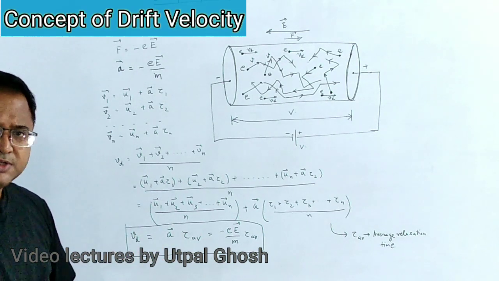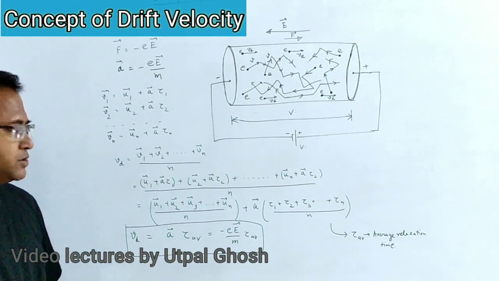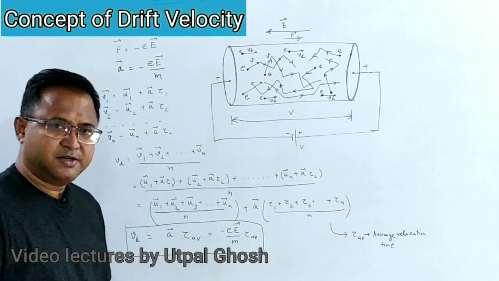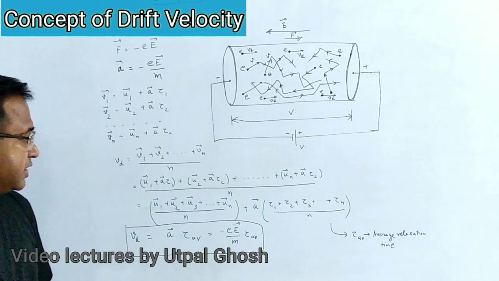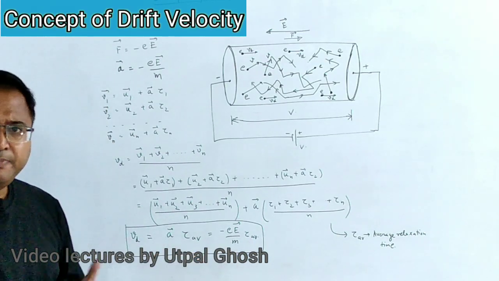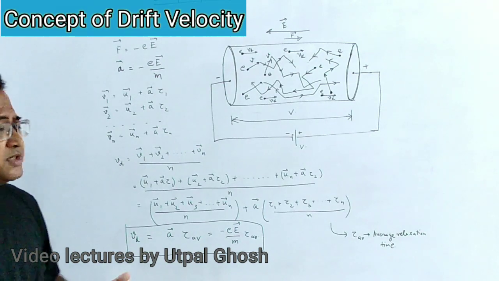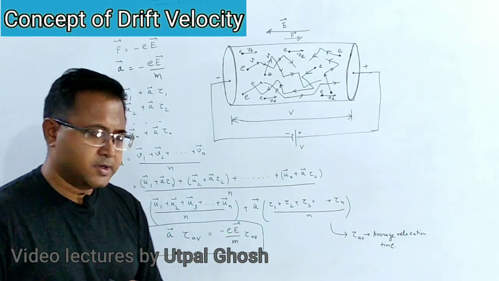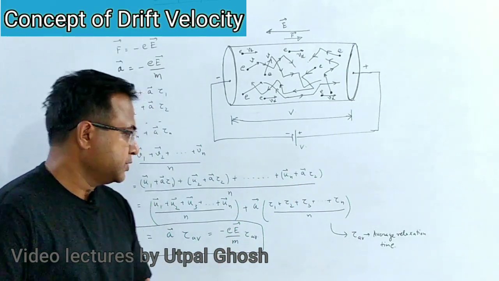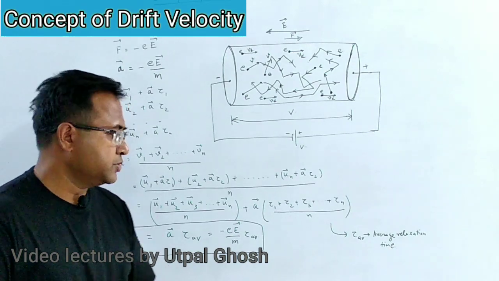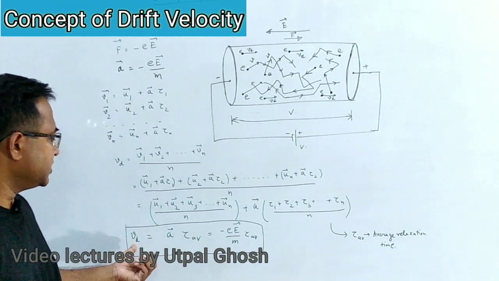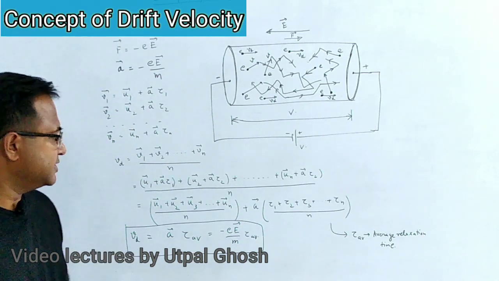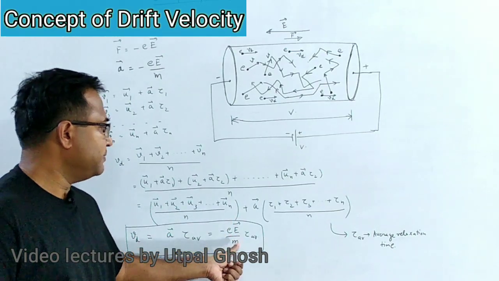So from this expression, it is clear that drift velocity depends on the electric field and the average relaxation time. If we increase the electric field, drift velocity will increase. Now this average relaxation time will depend on the temperature of the conductor. If we increase the temperature, the electrons will move more randomly, so relaxation time will reduce, and the average relaxation time will also reduce. So drift velocity will also reduce. So as we increase the temperature, drift velocity will reduce. So this is the concept of drift velocity, and this is the expression: Vd is equal to eE by m into tau average.